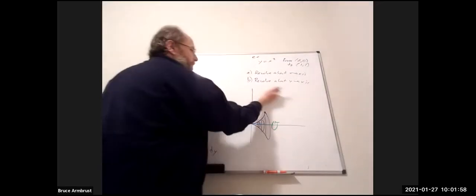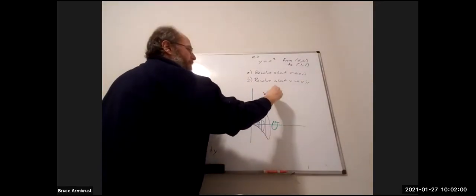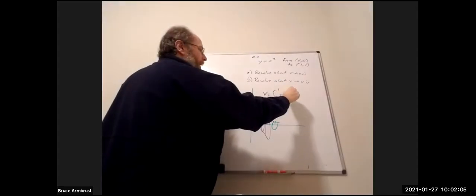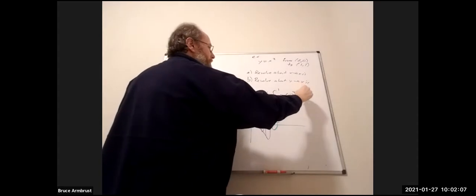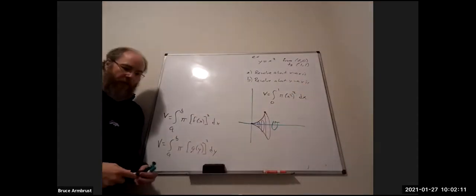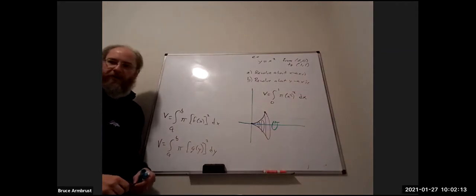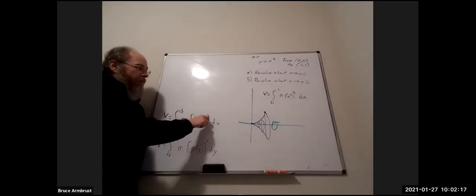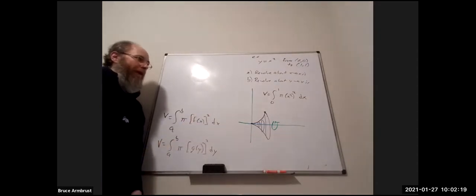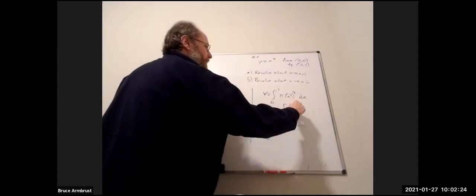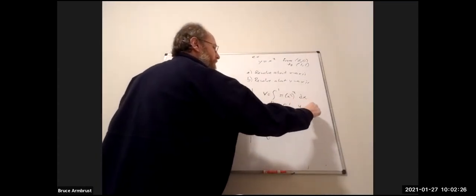So that volume is going to equal the integral from 0 to 1 of pi times x squared squared. Right? y equals x squared is the function, f of x equals x squared. So we want to take f of x and square it, so x squared squared. So this is the integral from 0 to 1 of pi x to the 4th.